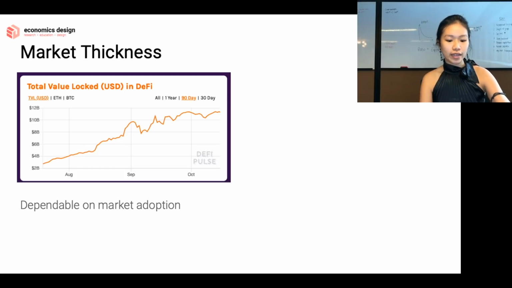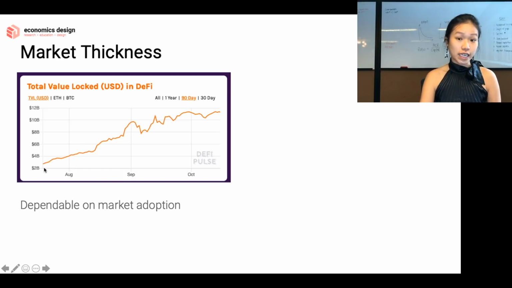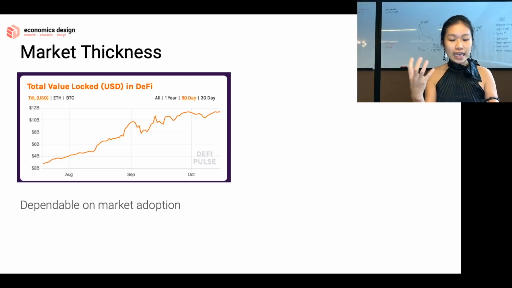If we look at this graph by DeFi Pulse, in the past 90 days, 3 months, you can see a steady increase in the market adoption of DeFi. And if you look at the 1 year chart or a chart for 3 years, you can also see a steady increase in the market adoption of DeFi, which is a good thing. And Nexus Mutual scales together as the entire DeFi market scales. So it's very dependent on the DeFi market adoption.